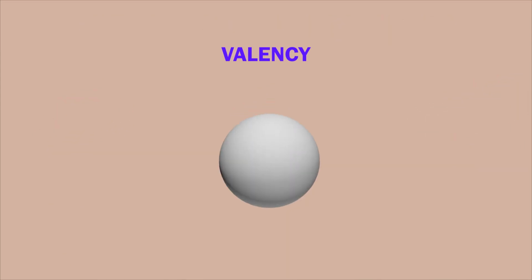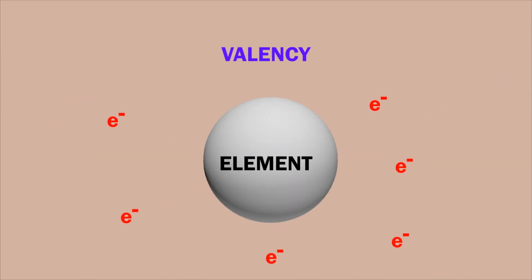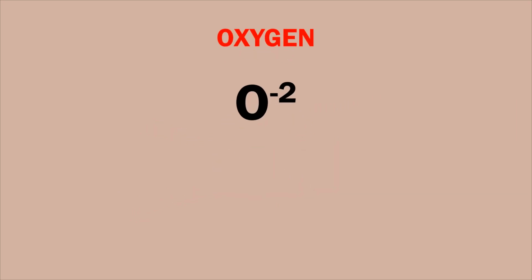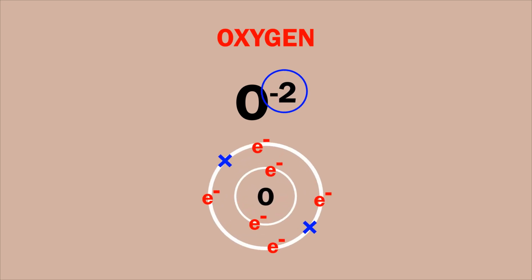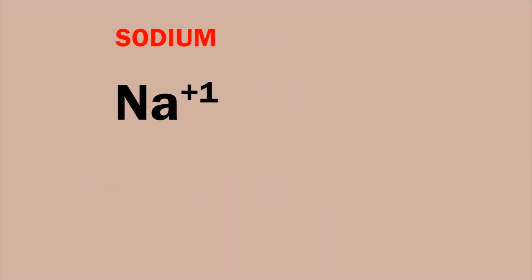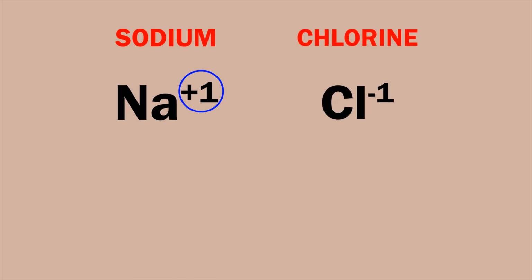Valency is defined as the number of electrons an element can lose or gain to become more stable. For example, oxygen has a valency of -2, which means if it gains 2 electrons, it will become more stable. Sodium has a valency of +1 and chlorine has a valency of -1.